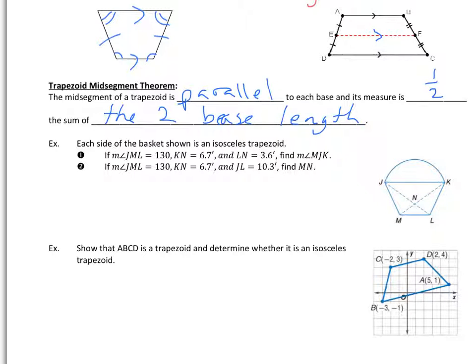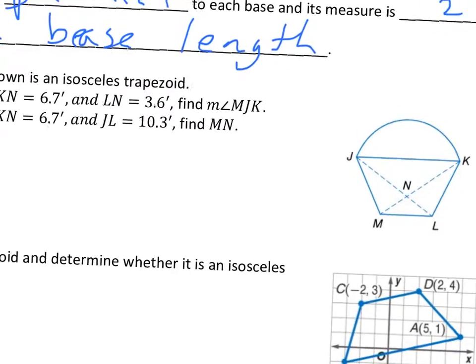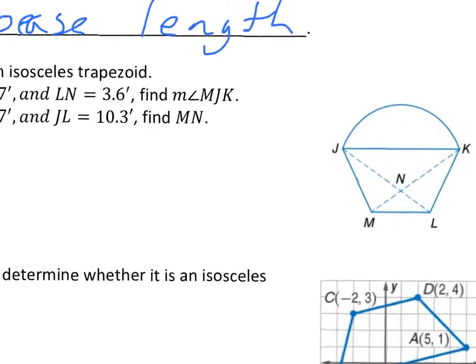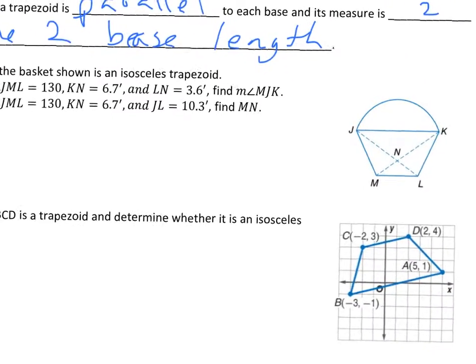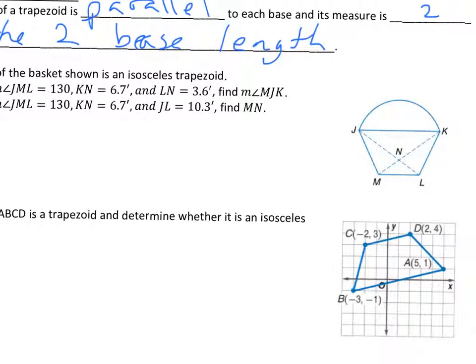So let's look at this example. That's really all we're looking at as far as trapezoids. Let's look at what this says. I'm going to zoom in on this picture and you can read. So it says here, if each side of the basket shown is an isosceles trapezoid, which means the diagonals are going to be congruent, the base angles are congruent.